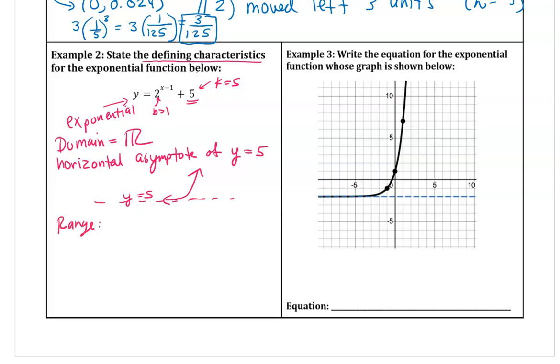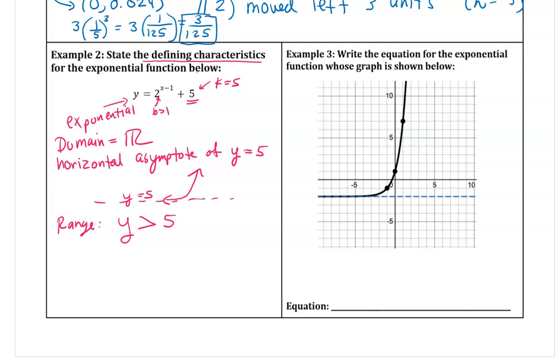If my graph is going to be shooting up and to the right and then flattening out toward 5 on the left, that means it's never going below 5. So my y value is going to be greater than 5, again, because this is an exponential function, which is always a positive, plus 5. So the lowest it can get would be like above 5.